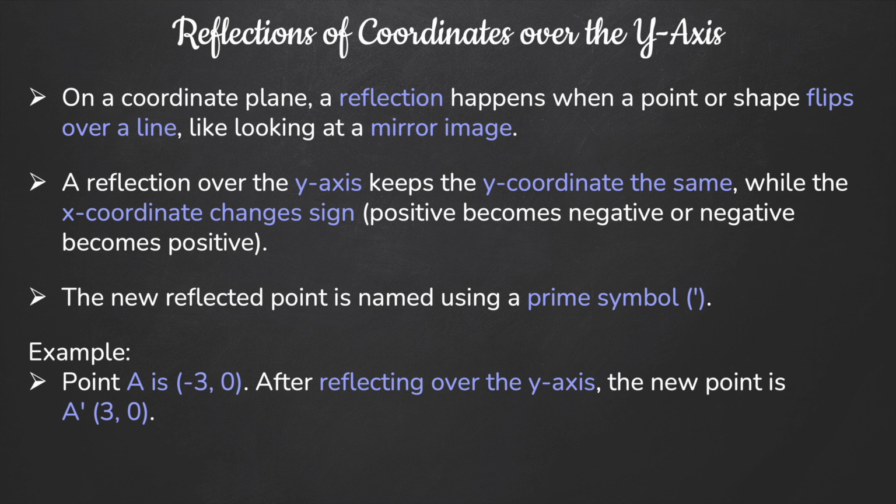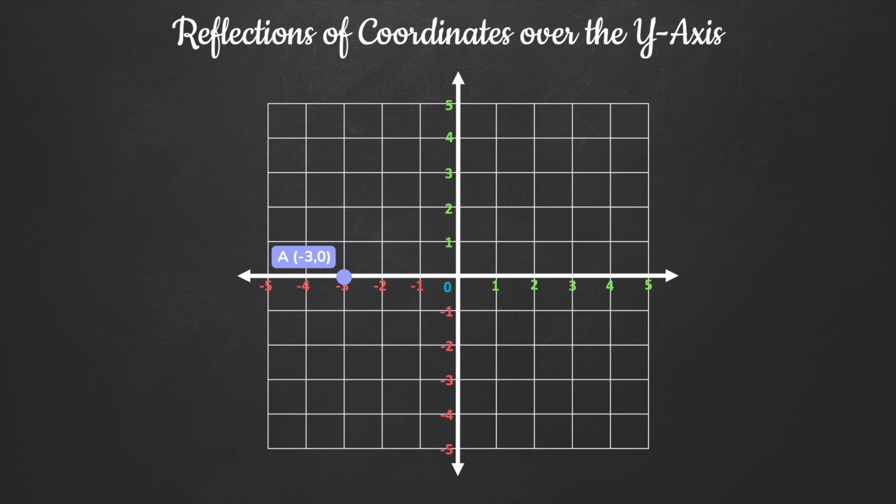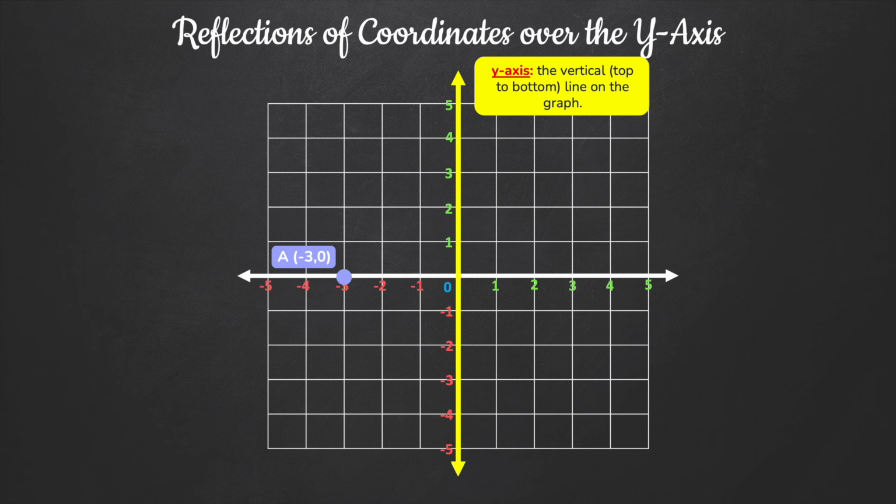So for example, if we had point A at -3, 0, after reflecting over the y-axis, the new point is going to be 3, 0. So let's see what that looks like. Here we have point A at -3, 0. And here we have our y-axis. So our y-axis is the vertical line on the graph. It goes from the top to the bottom and the bottom to the top.